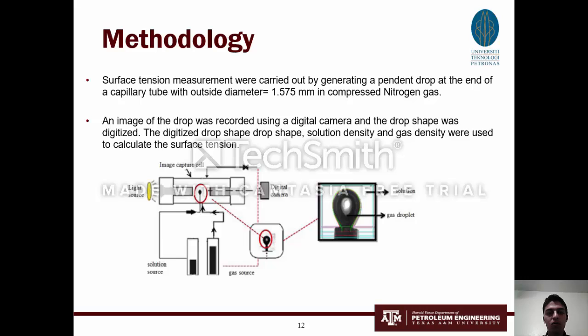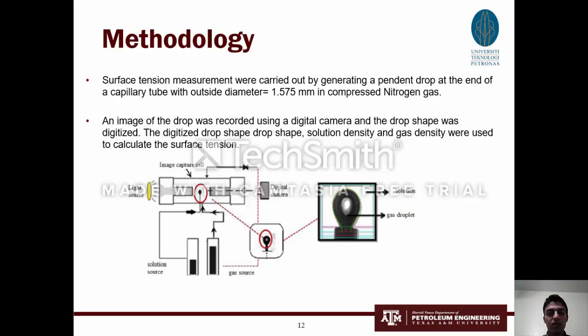An image of the drop was recorded using a digital camera, and the drop shape was digitized. Besides that, before starting the experiment, we have to key in the solution density, the gas density, and the temperature used. All of these data are digitized by the software, and it helps to calculate the surface tension.